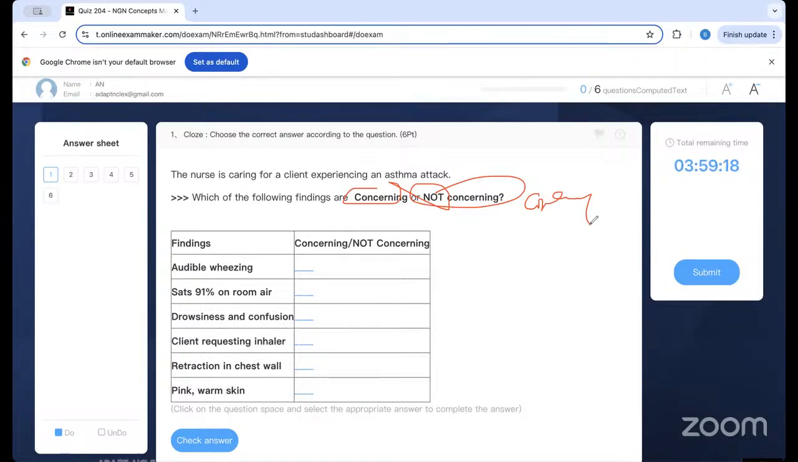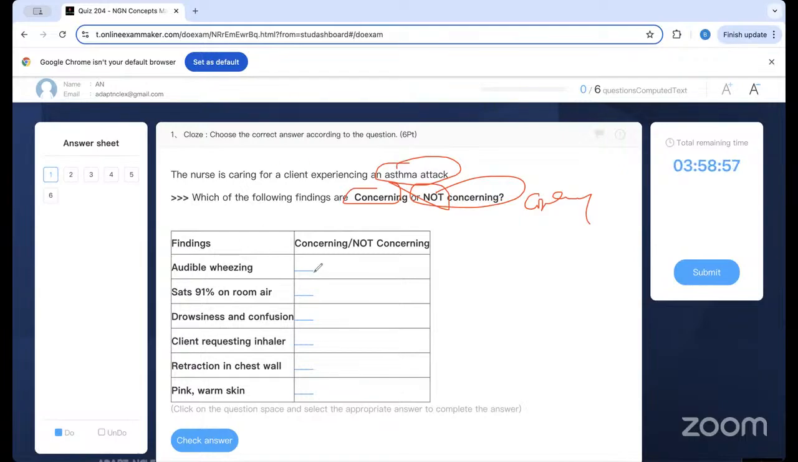And this is caring for a client experiencing an asthma attack. So those are the two pieces of information. An asthma attack patient, which finding do you think is concerning? If it's concerning, you pick it. If it's not, you ignore it, right? They may give you two tables and you have to select each one of them. But remember, it is select or apply.